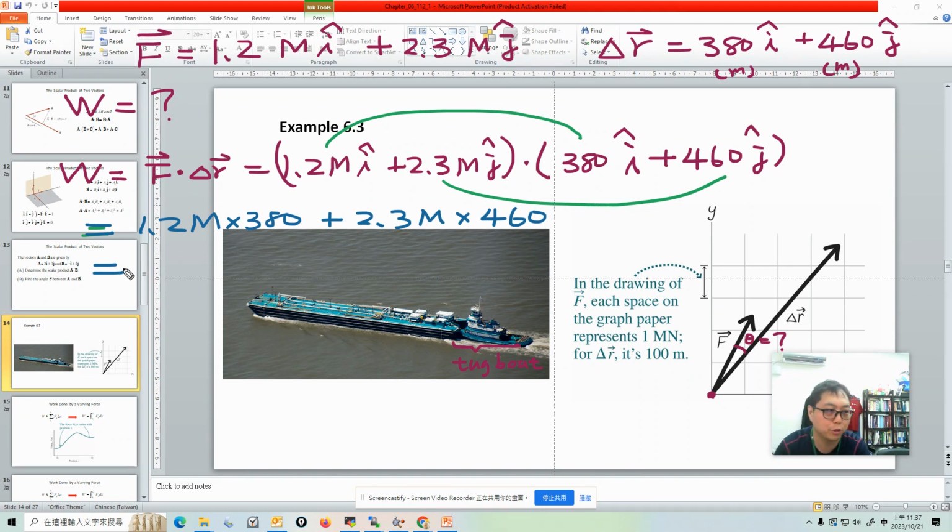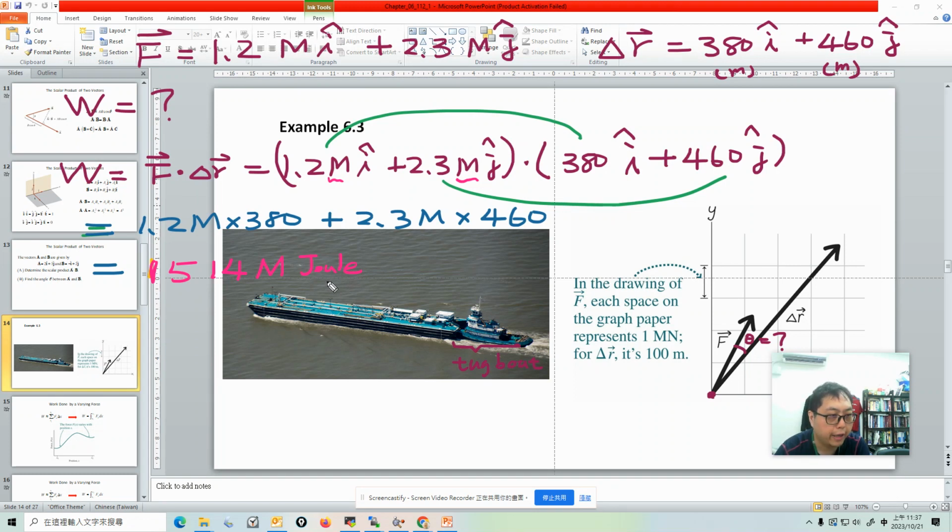Let me do the calculator. 1.2 times 380 plus 2.3 times 460. So it's 1514. The answer is 1514. Should I use a bright color? Okay, my pink one. 1514, and its unit is mega joule, because there's a mega here, and Newton times meter is joule.